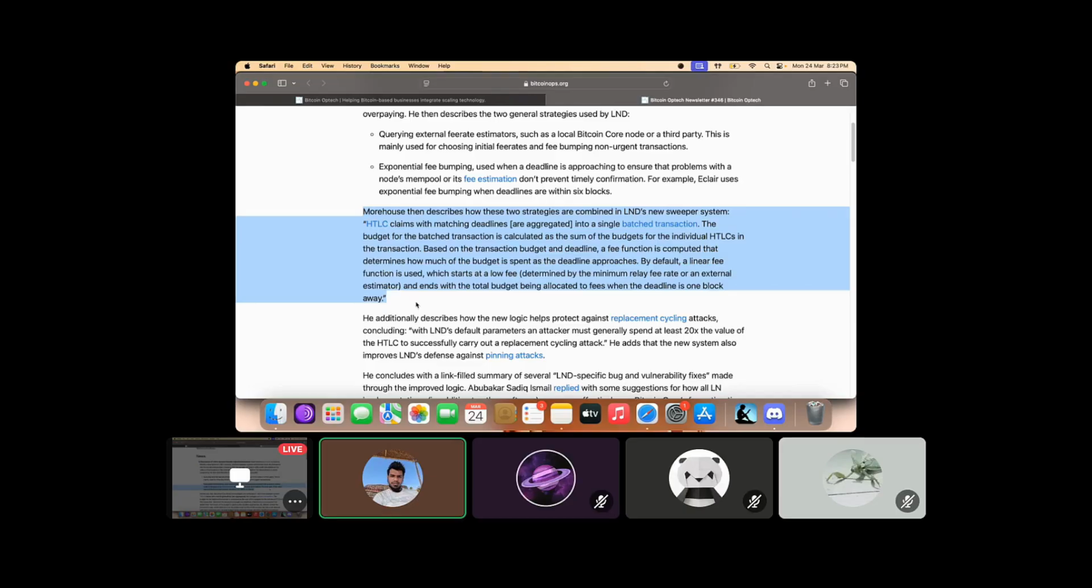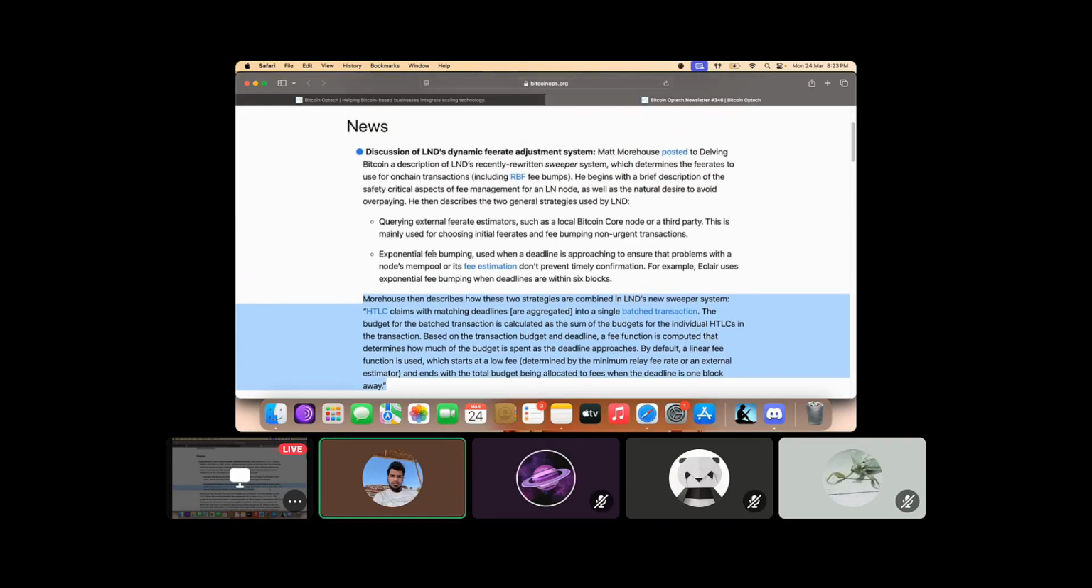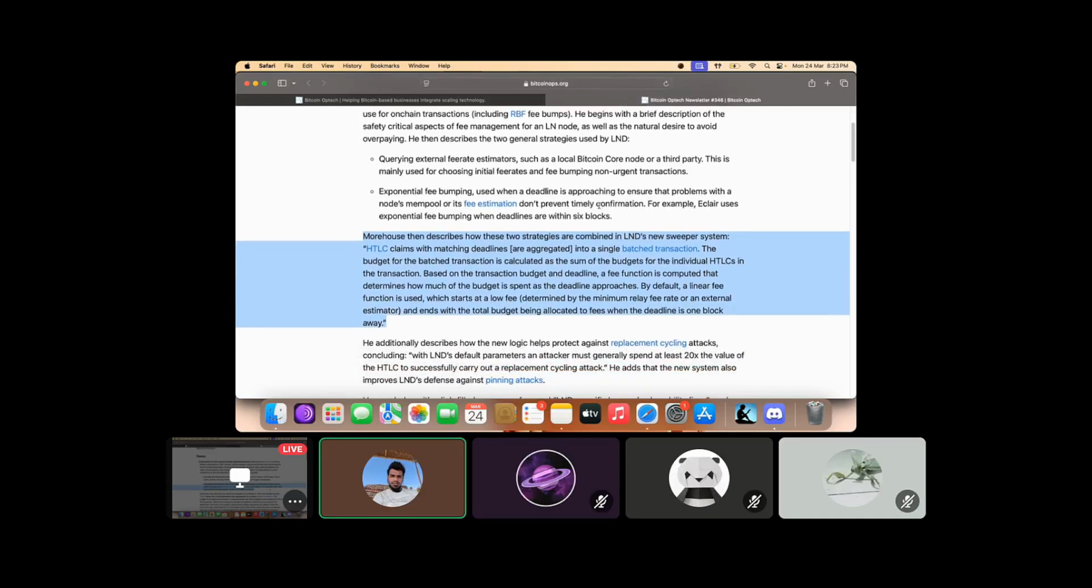So we just now covered how Lightning clients estimate the fee that is required for bumping the fee of the pre-signed transactions. They either query third-party fee rate estimators or they exponentially keep on incrementing the fee till they are sure that the transaction will now get confirmed. Now, LND or this developer Matt Morehouse has mentioned how LND sweeper system, they've named it sweeper, incorporates and aggregates both of these mechanisms, right? Querying external fee rate estimators as well as exponential bumping.